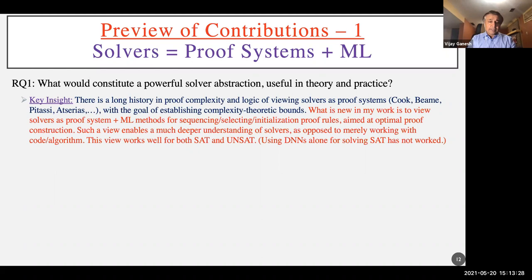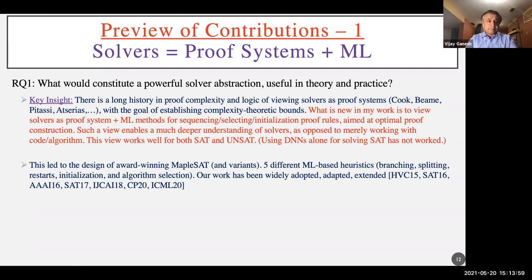Put differently, a SAT solver is a decision procedure that takes as input a formula and says whether or not the formula is satisfiable. But if you were to open up the SAT solver, what you realize is that it's actually an optimization procedure that's trying to construct the optimal proof for the given input. And this view actually works well for both satisfiable and unsatisfiable instances, because solvers produce proofs of unsatisfiability for unsatisfiable instances, obviously, but even for satisfiable instances, they construct proofs for parts of the search space that are empty.